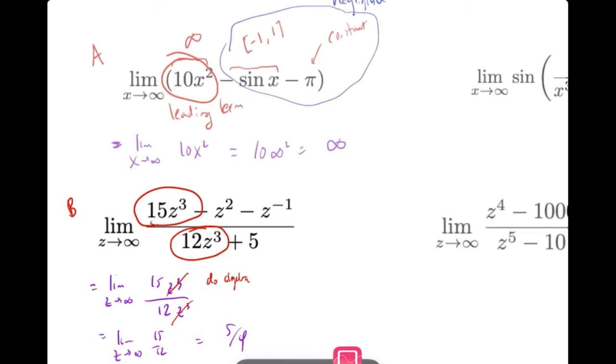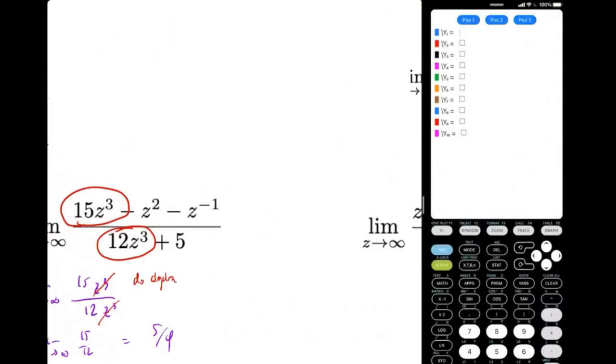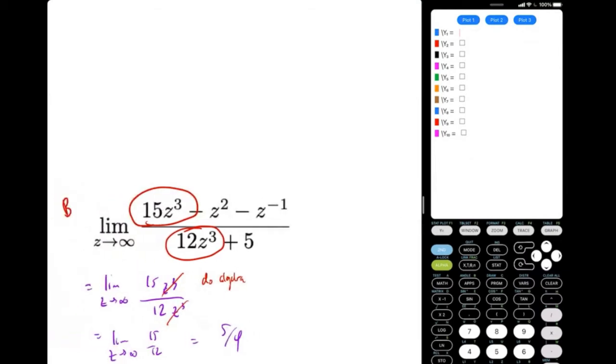Let's take a look at the plot, shall we? Again, we're going to keep doing this because I want you to keep getting better at plotting functions. So let's plot function b. Open a paren 15x cubed minus x squared minus, I'm going to implement that as 1 over x. Now that looks good. Divided by, open a paren, 12x cubed plus 5. Plus 5. There we go.